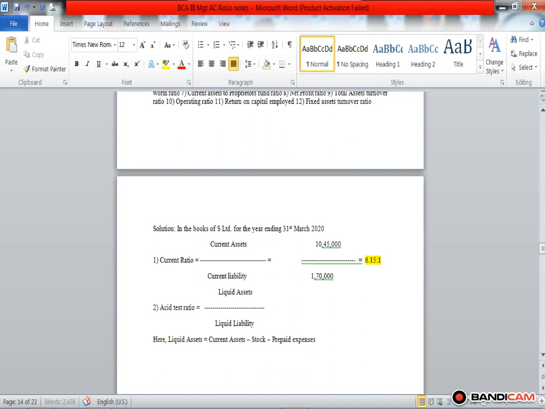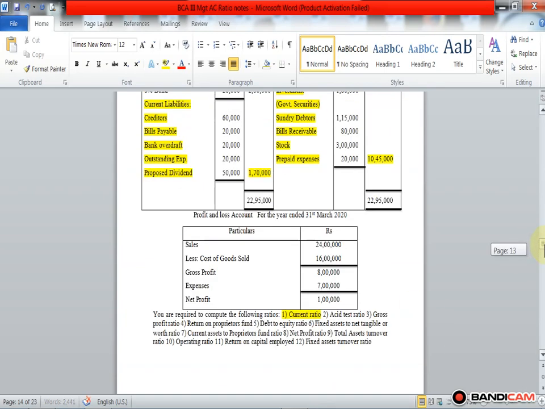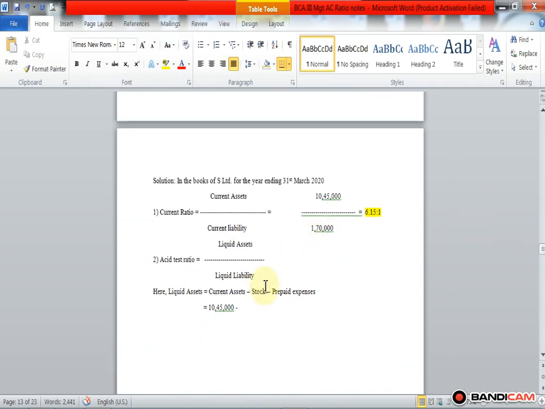So here we know the total of current assets is equal to 10,45,000 less or minus stock. The amount of stock is given in the problem. So here the amount of stock is 3 lakh. So deduct this 3 lakh from current assets.